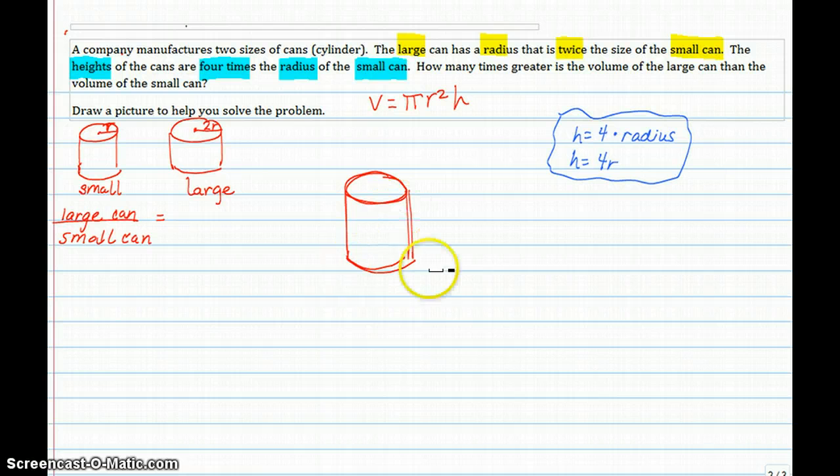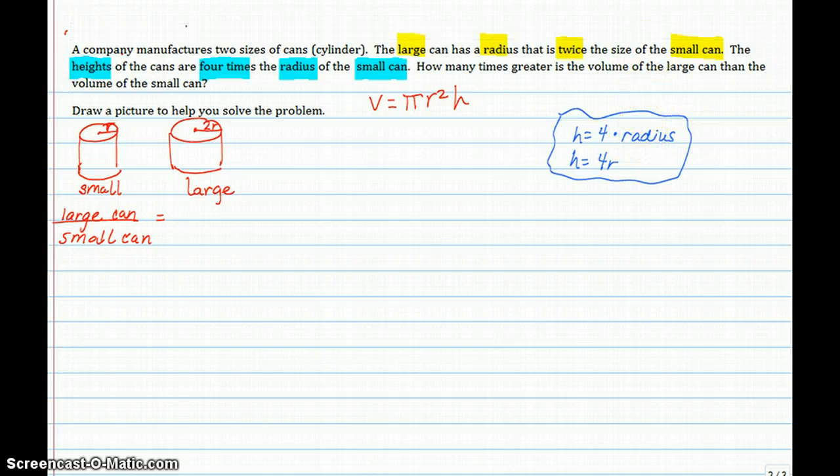Okay, so we have small can, large can. The radius on the small can is R, and we know from the yellow highlighting that the radius of the large can is twice the size of the small can, so it's 2R. And then we've got to have our volume formula for a cylinder. Volume of a cylinder equals pi r squared h. H stands for the height.